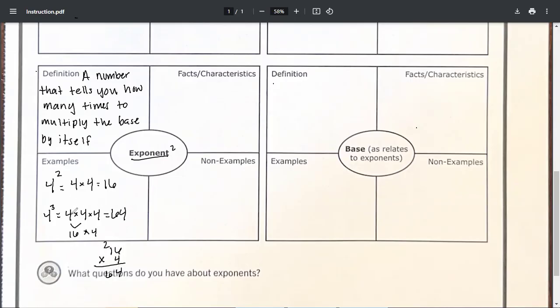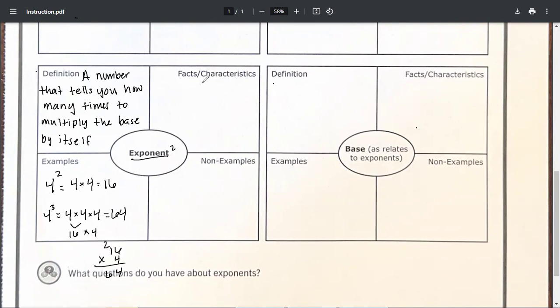Okay, so please make sure that when you see an exponent, that exponent is not telling you to multiply the base by that exponent. 4 to the third power does not mean 4 times 3. 4 to the third power means you're going to write that base 3 times: 4, 4, 4, and then you put a multiplying symbol between each one.